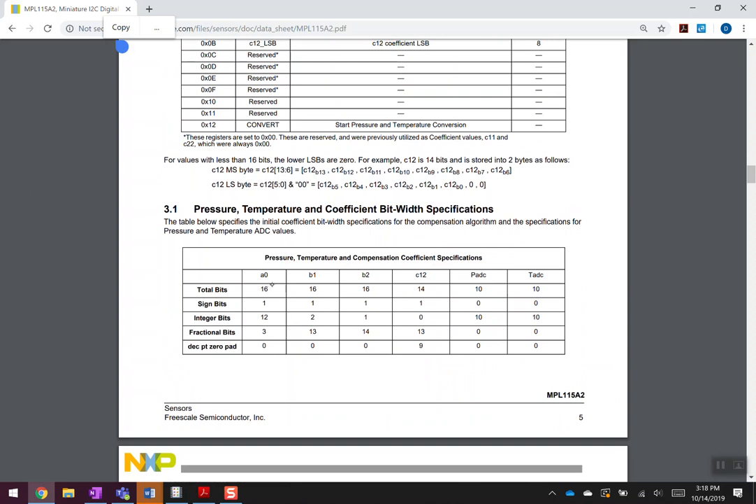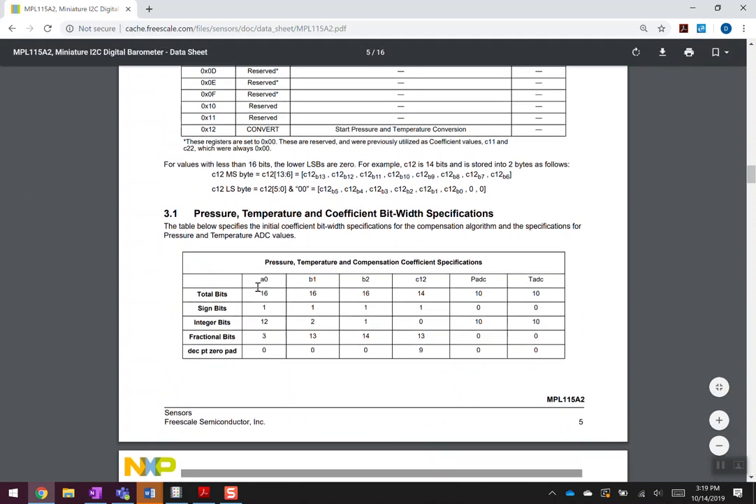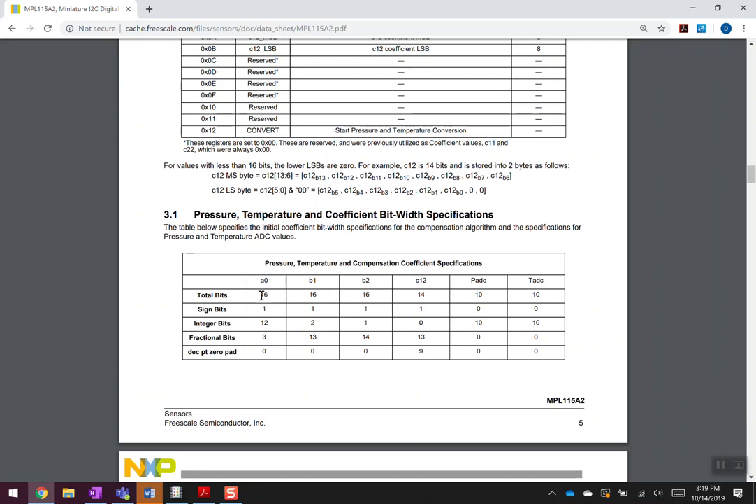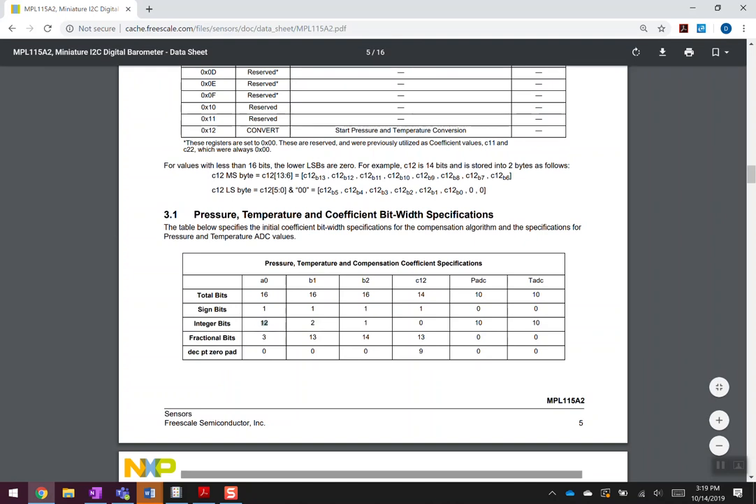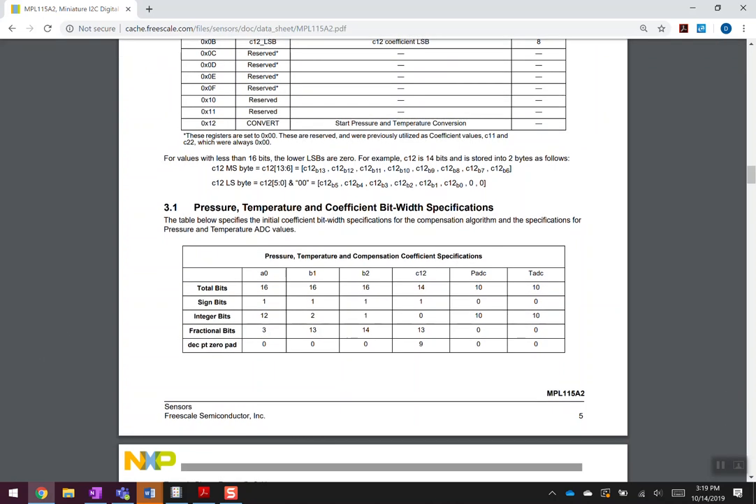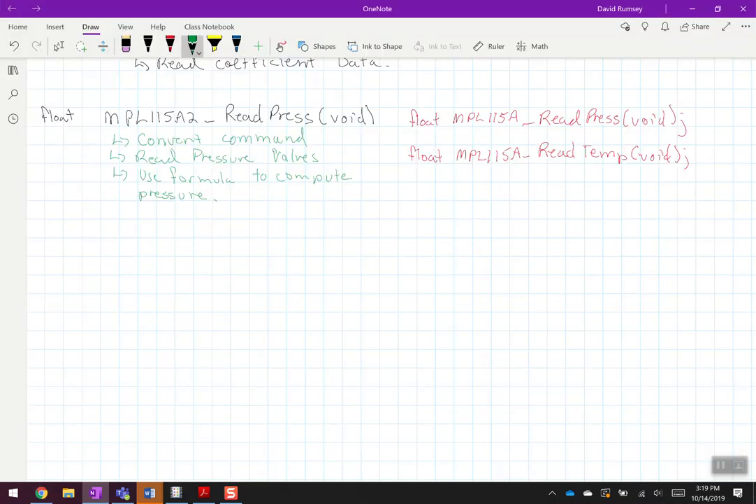So let's look at this here. This table shows for A0, it's got a total of 16 bits. It's got one sign bit, then it's got 12 integer bits, 3 fractional bits. Okay, so let's look at how we would read A0 in. And this is where it gets a little bit tricky. So if I wanted to read A0 in, first off, I'm only reading 1 byte of data at a time. So if I think here, let me draw this here.